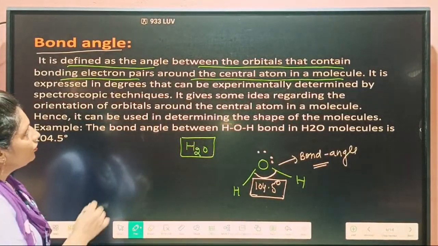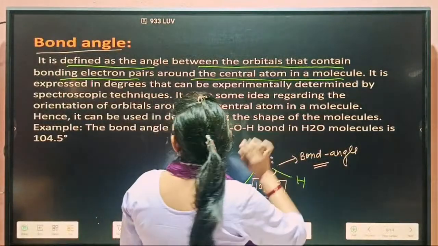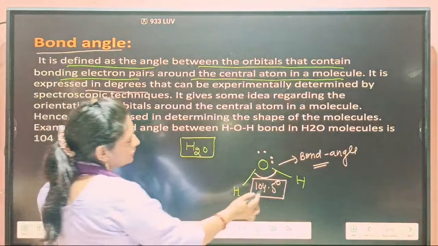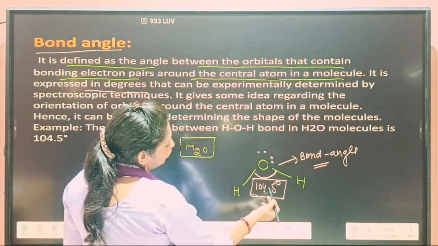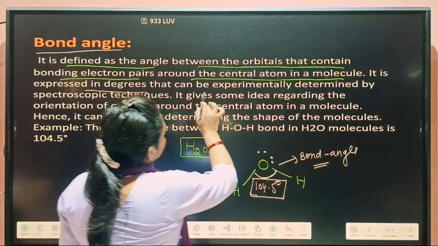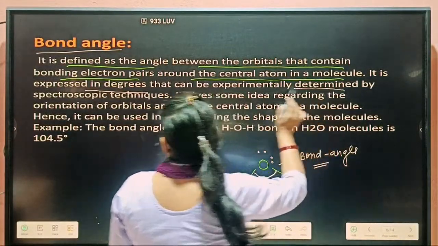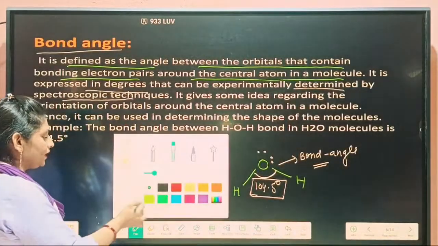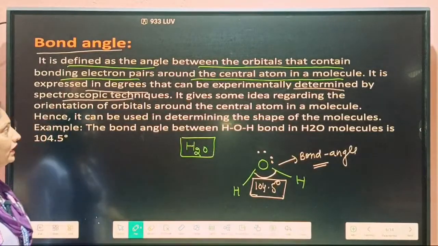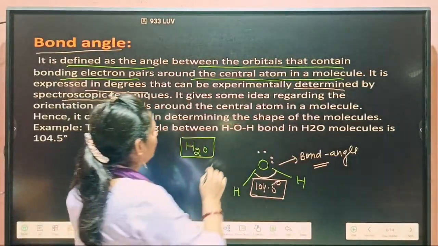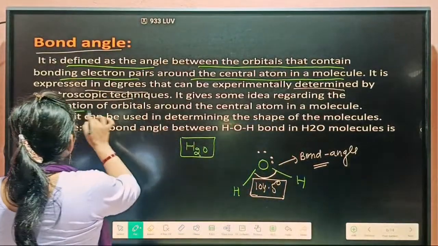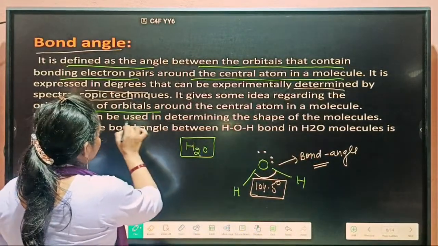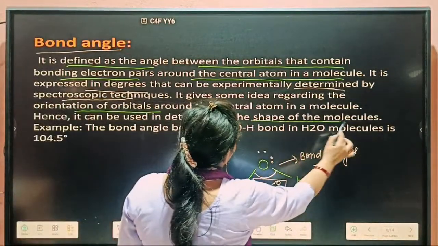Okay students, so bond angle is the angle between the central atom and the surrounding elements. It is expressed in degrees, like 104.5 degrees. It can be experimentally determined by spectroscopic techniques. It gives some idea regarding the orientation of orbitals around the central atom in a molecule. Hence, it can be used in determining the shape of the molecule.